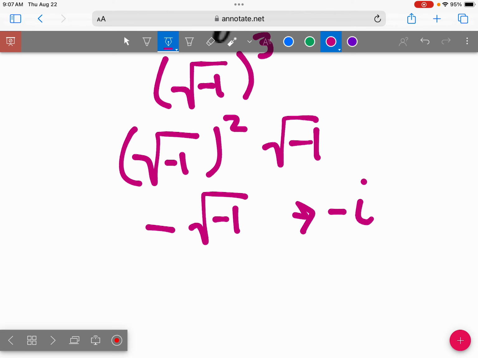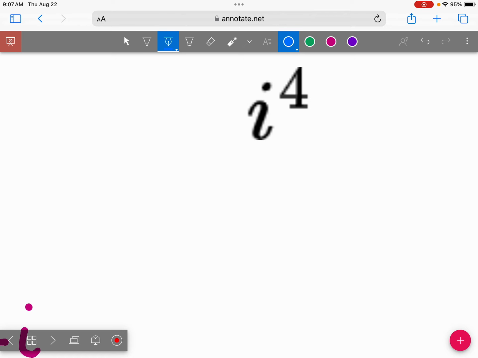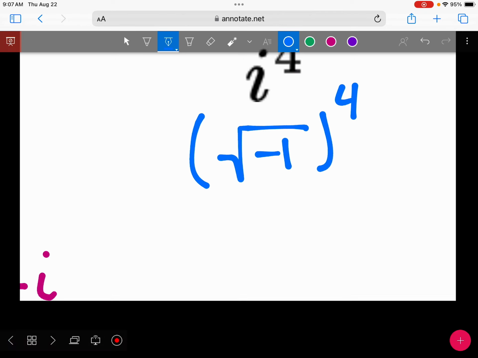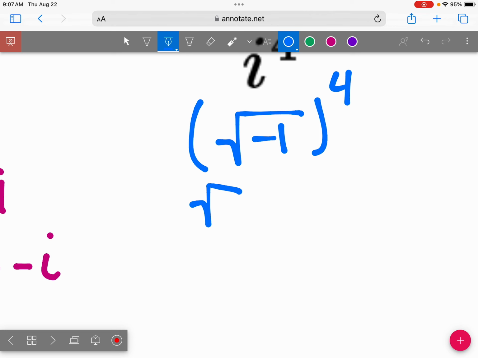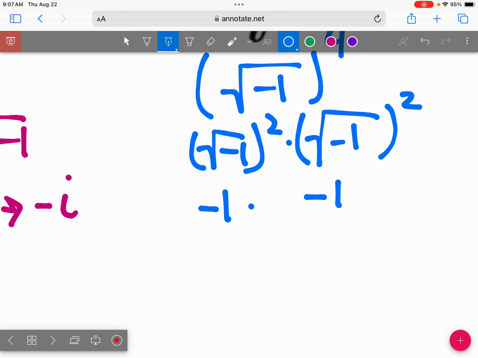i to the 4th, what's i to the 4th going to be? 1. So we have square root of -1 to the 4th, which is going to give us square root of -1 squared times square root of -1 squared. I'm just writing it out this way, breaking it up into pieces, so that we can see what's happening here. Because then we wind up with -1 times -1, which is a positive 1.